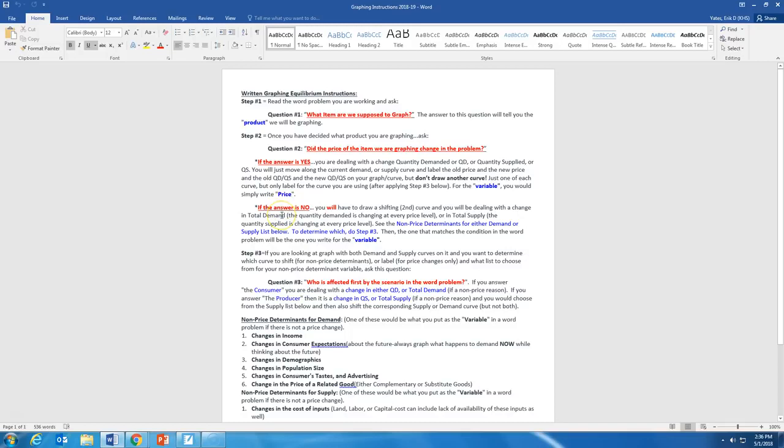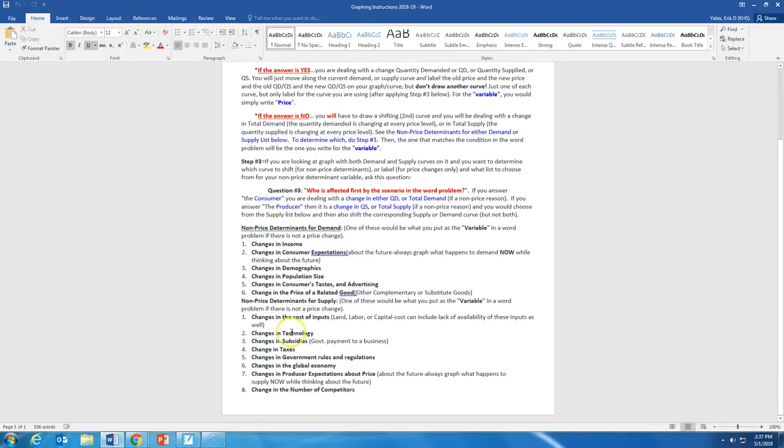If we say no, then that means the quantity supplied is changing at every price level, and we will have to shift that curve to the right if it's an increase in supply at every price level, or to the left if there's a decrease in quantity supplied at every price level. And then we would look at the non-price list down here for supply to see what is causing the change.